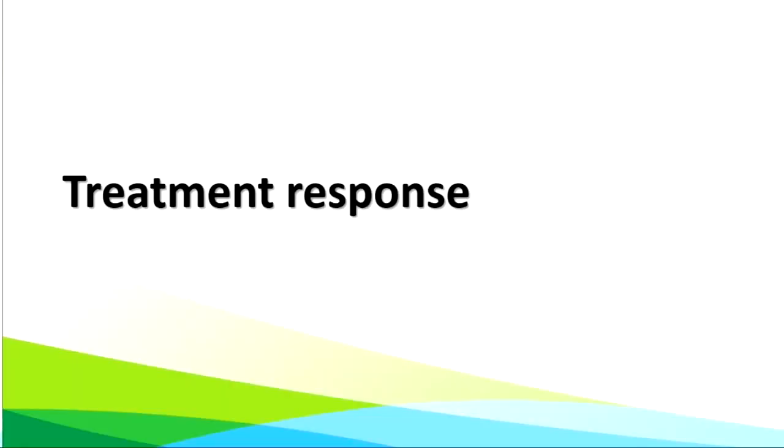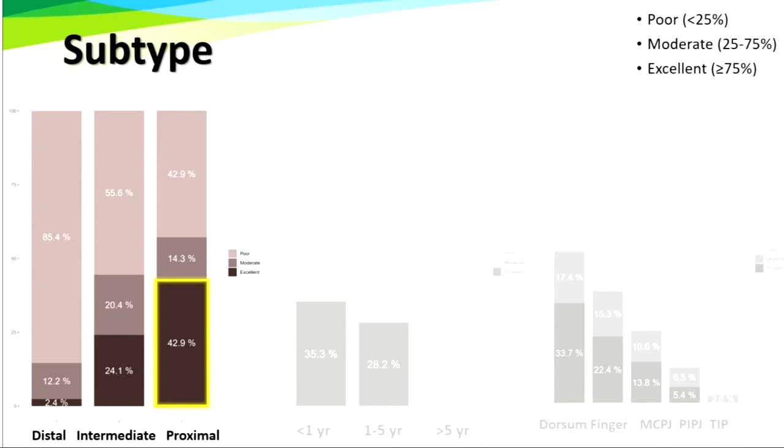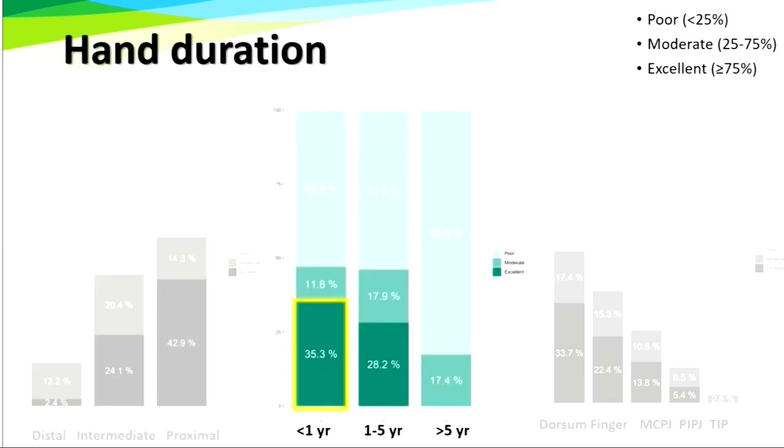Moving on to the treatment response according to the subtype, patients in distal type were mostly poor responders, while about 40% of the patients in proximal type still showed excellent response. In terms of hand duration, patients with duration less than 1 year showed excellent response in 35%, while none of them with duration more than 5 years showed excellent response.